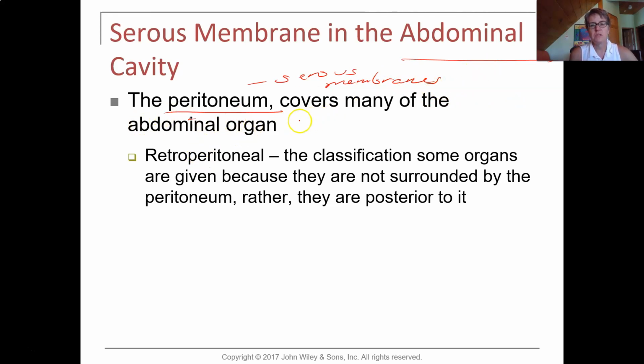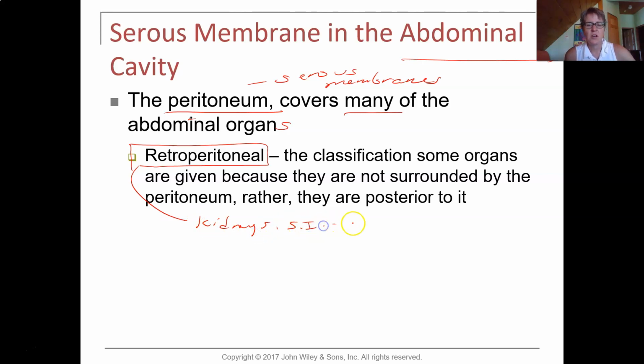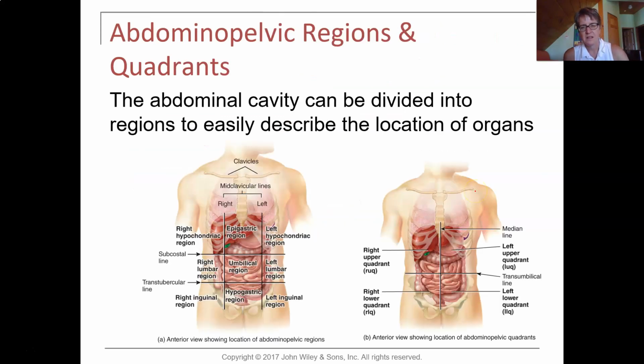And it covers most of the abdominal organs. Most of the abdominal organs are contained in the peritoneum. However, you have a few that are outside in the back. When they're not contained in the peritoneum, they're called retroperitoneal. And retroperitoneal organs include the kidneys. So your kidneys are outside to the back. It also includes part of the small intestine called the duodenum. That is also retroperitoneal. I feel like the pancreas.